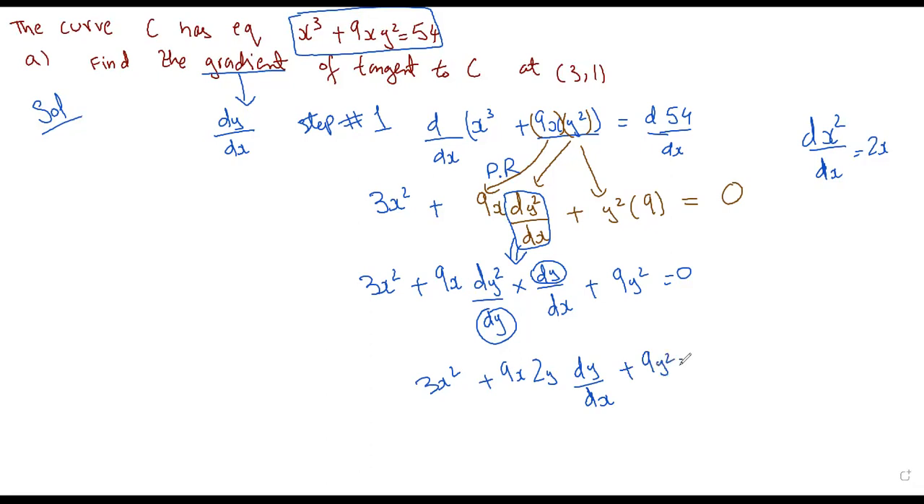Now, what are you going to do next? Next, you're supposed to take 3x squared to the other side, as well as this 9y squared, and divide by 2y. Now I'll put in the 3 and 1, and my answer would be minus 2 by 3. So this is what we know.